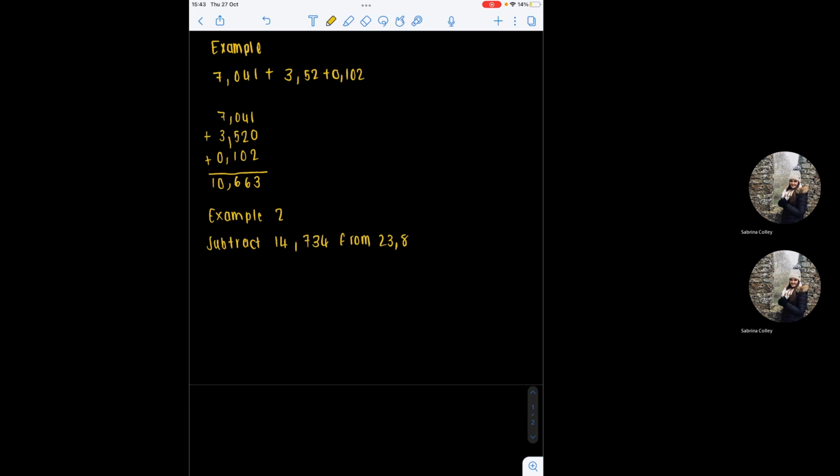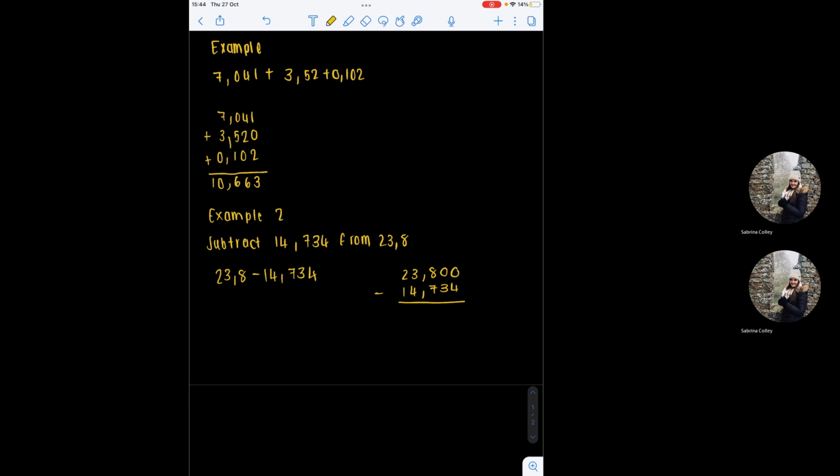Okay, so it's like removing someone from a room. Okay, you're going to remove that person from the room. You're not going to remove everyone else from the room. So we're going to keep the 23,8 there, and we're only going to subtract the 14,734. Like that. Okay, so we're going to arrange it that it's 23,8, and then we're going to minus 14, keeping the commas with each other, 734. Now at the top, we've got 2 digits missing, so we're going to fill it with 0.